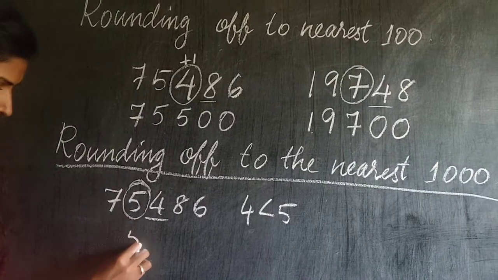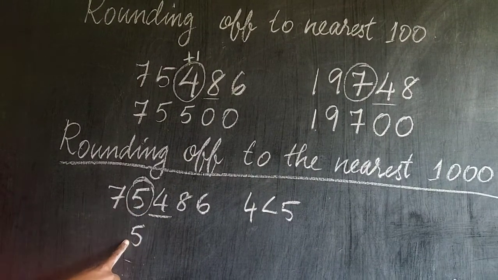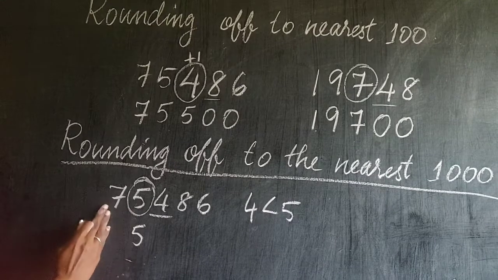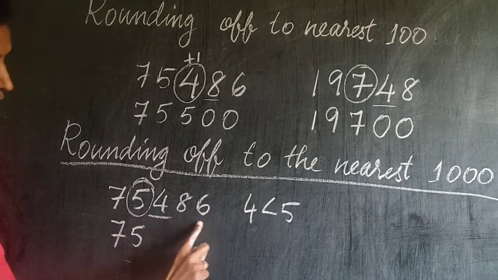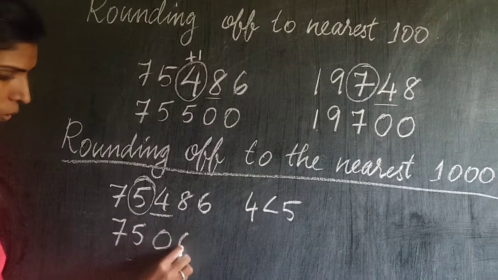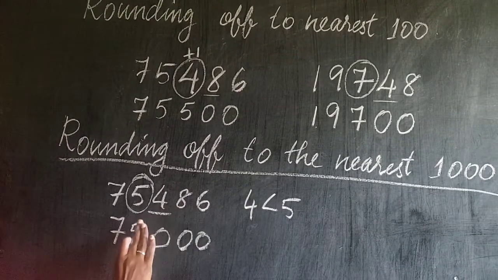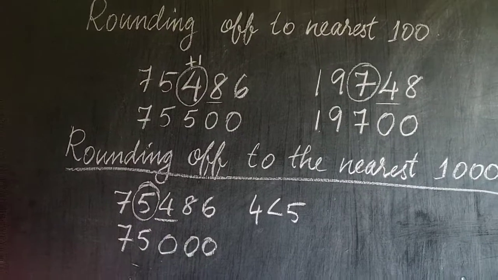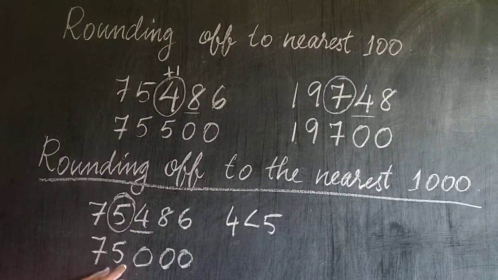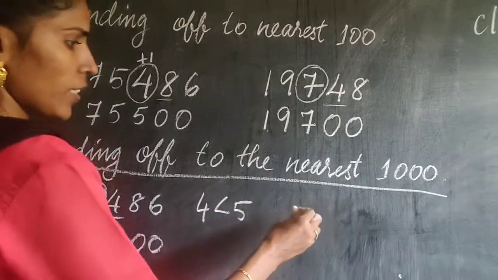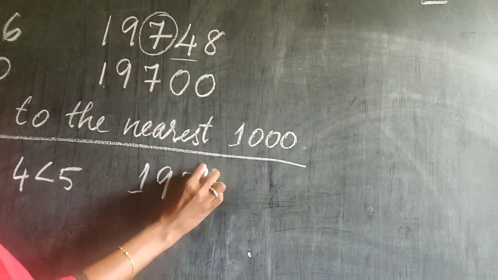We will write this number as it is, and the left side number also as it is, 7. But on the right side, all the remaining digits will become 0. If it is smaller than 5, these digits will remain the same. Now look at the other example. I am writing the same number.